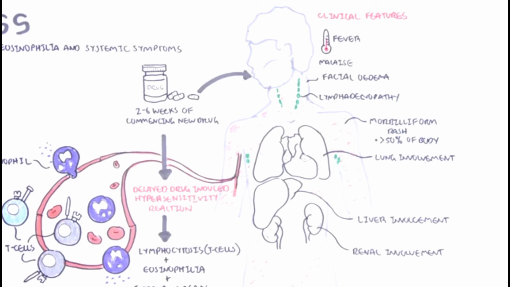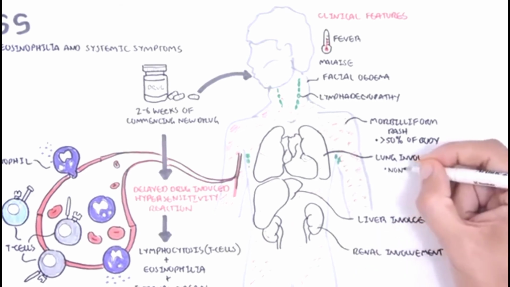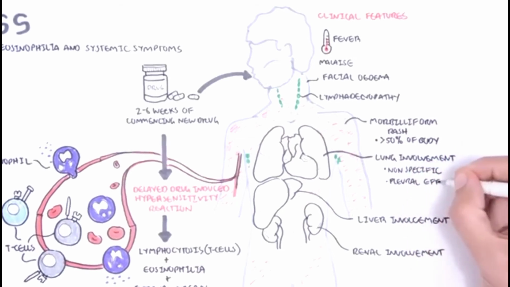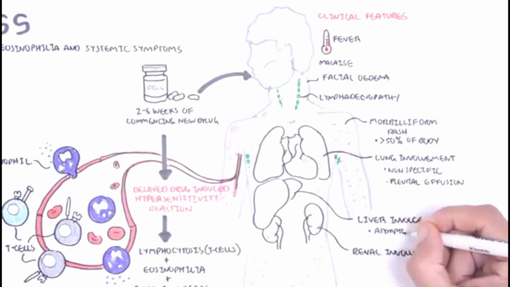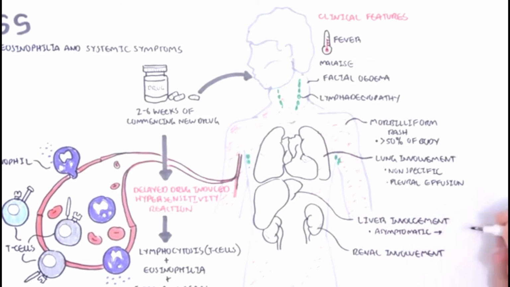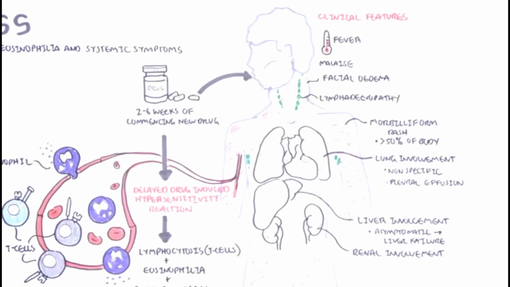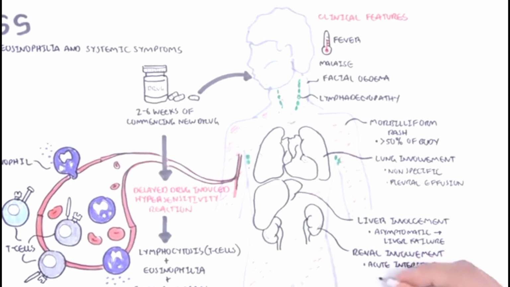Other features depend on organ involvement. So we have lung involvement in DRESS, and this is quite non-specific but can include pleural effusion as well as pneumonitis. Liver involvement is common and is usually asymptomatic with some liver derangement. However, other features can include jaundice and hepatomegaly and worse, liver failure. Kidney involvement can also include acute interstitial nephritis.